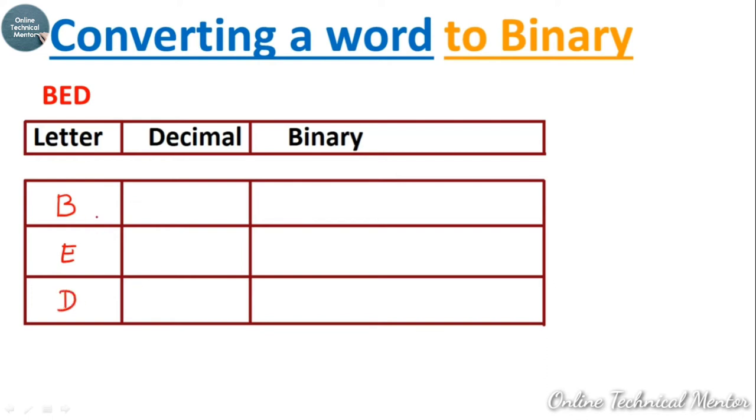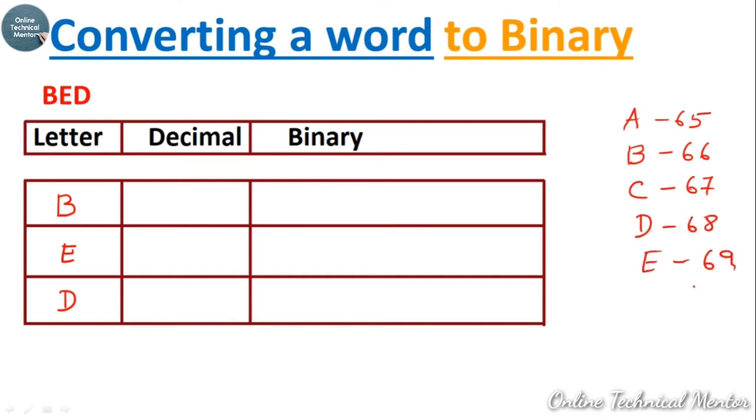So what will be the decimal, that is, the ASCII of B? As we know that the ASCII of capital A is 65, then the ASCII of capital B will be 66, ASCII of C will be 67, D will be 68, obviously E will be 69, and so on. So the decimal of B will be 66. Let me write down 66 over here. Then the ASCII of E is 69, and the ASCII of D is 68.